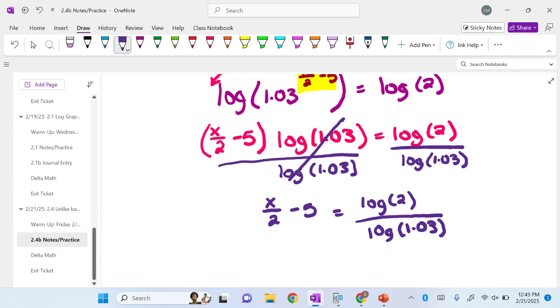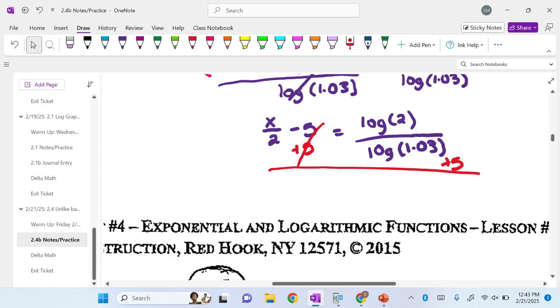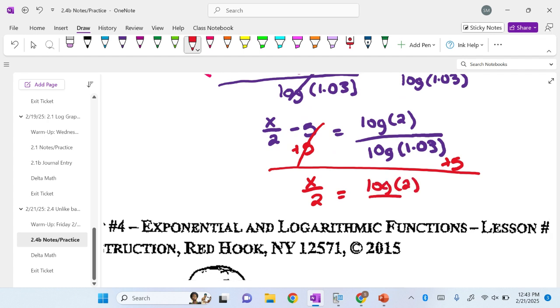We're not done though, because we've got to get that x by itself. So now we're thinking about how we solve basic equations. So what's my next step here? Not quite. Jasmine, you were on the right track. Add 5. The reason we don't multiply by 2 just yet is because the 5 is not also over 2. So we've got to add 5 to both sides. So we get x over 2 is equal to log of 2 all over log of 1.03 plus 5.